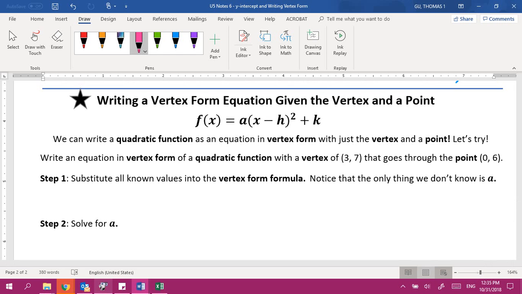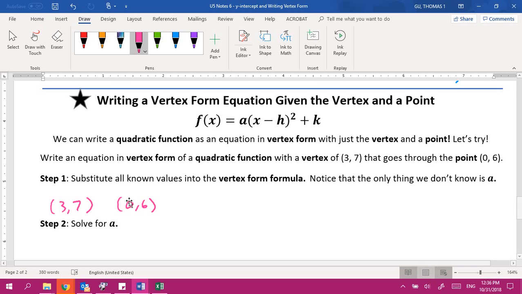It says write an equation in vertex form of a quadratic function with a vertex of 3, 7 that goes through the point 0, 6. All right, so the first thing we're going to do here is take the points they gave us. They gave us those numbers for a reason. We're going to use every single one. Watch this. We're going to write the vertex, that's 3, 7, and we're going to write the point 0, 6.